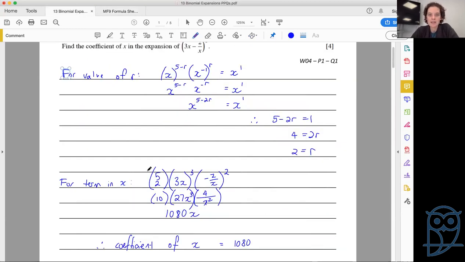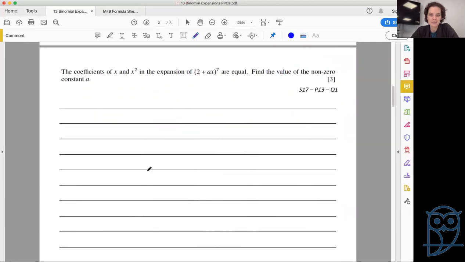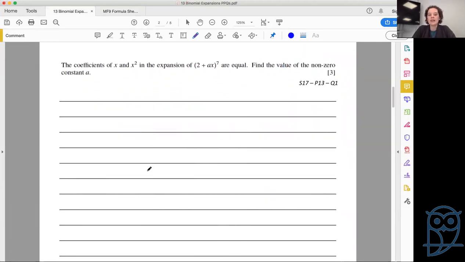Heading back here then to carry on with more questions. The coefficients of x and x squared in the expansion of (2 + ax) to the 7 are equal. Find the value of the non-zero constant a. So what are we looking at? We are looking at one expansion. We're looking at two different terms. And we know that their coefficients are equal, so we can build an equation.